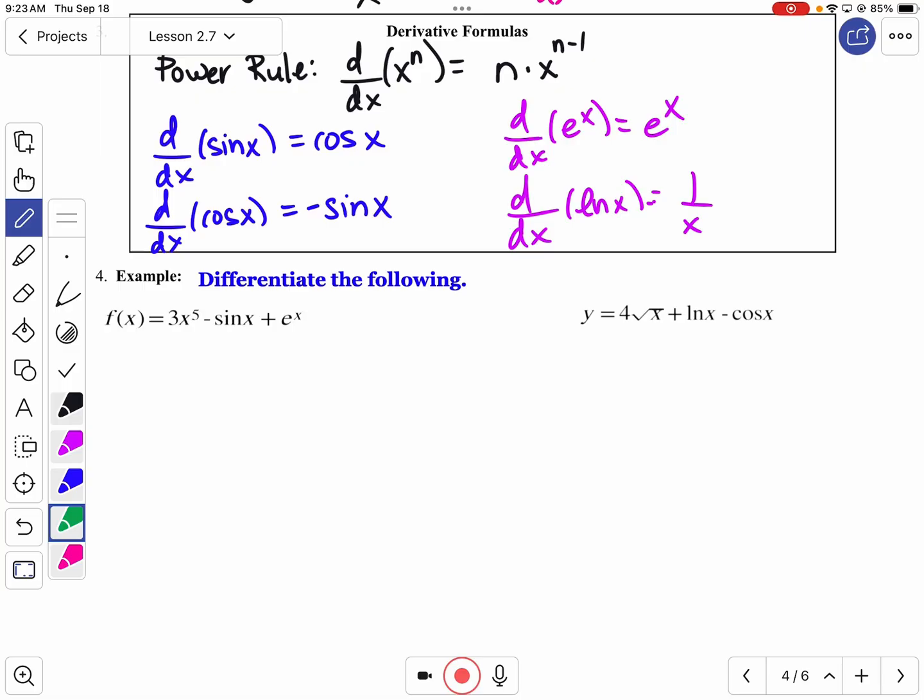The first one. It gives me f of x is equal to 3x to the 5th minus sine plus e to the x. And it wants me to differentiate. We're going to take it a term at a time. So f prime of x, 3x to the 5th, what's its derivative going to be? Good, 15x to the 4th. Minus the derivative of sine, which is what? Cosine, plus the derivative of e to the x, which is e to the x, and I'm done. So learning those formulas helps me to do a lot more derivatives.